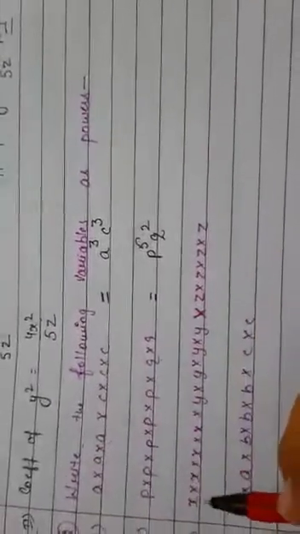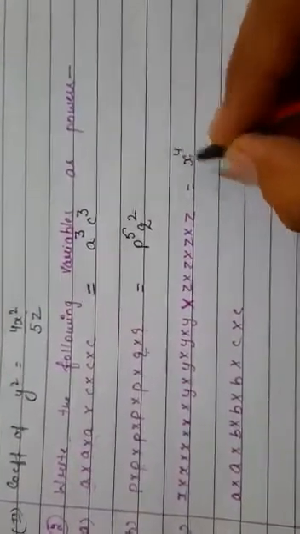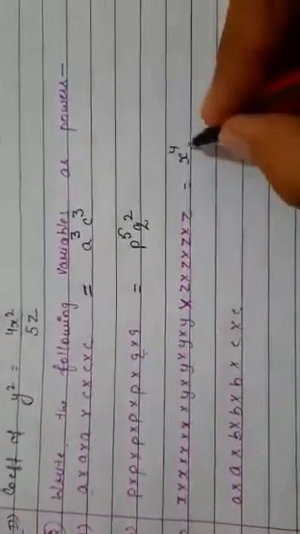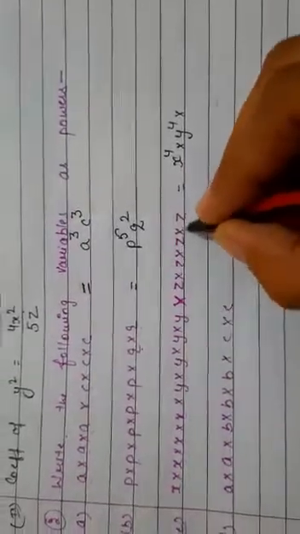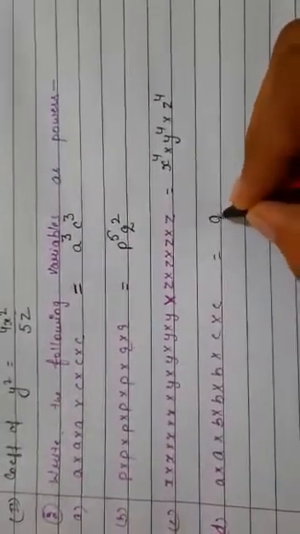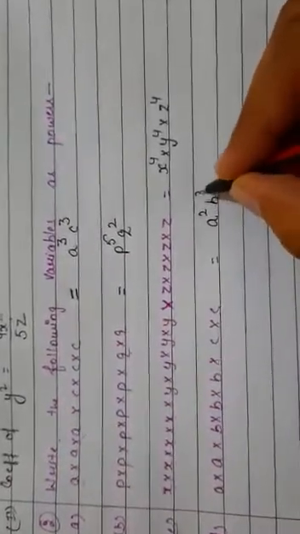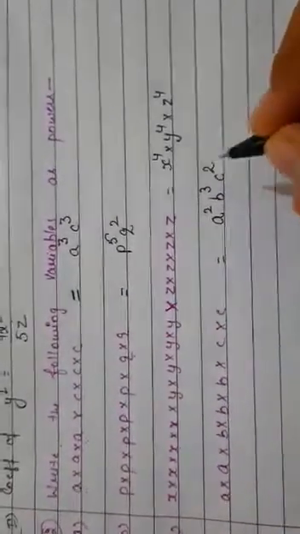Same here also: 1, 2, 3, 4, x comes 4 times, x power 4. Y also comes 4 times, y power 4. Z: 1, 2, 3, 4, z comes 4 times, z power 4. So in the same way we will do this: a power 2, b power 3, c power 2. Clear to all?